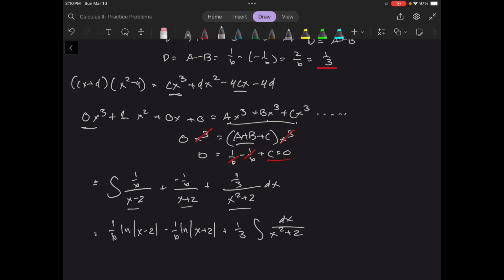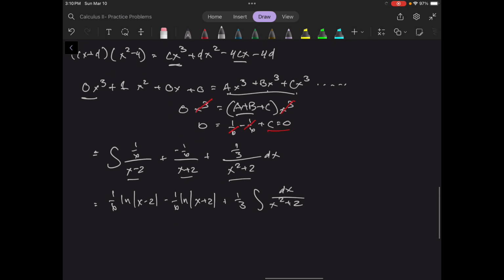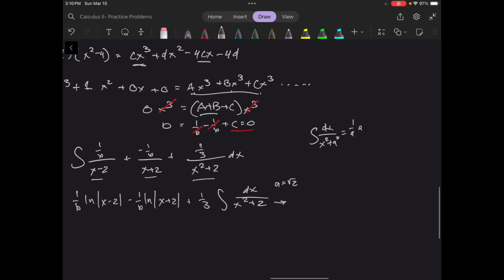How are we going to solve this integral? Let's see. If we just call a equal to the square root of 2, then this is just dx over x squared plus a squared. That's just arctan, right? We looked at this in two videos, both the inverse trig integration and the trig sub. The integral of dx over x squared plus a squared turns into 1 over a arctan of u over a. In this case, u is just x, and a is square root of 2.